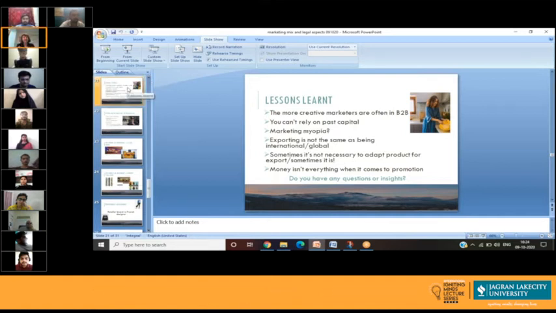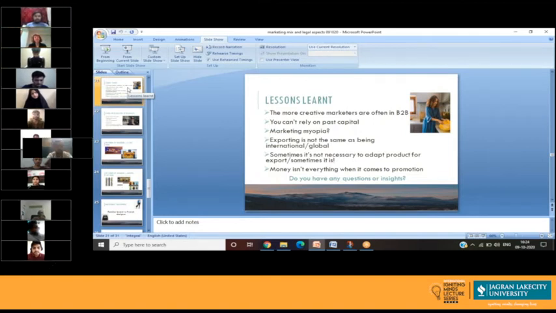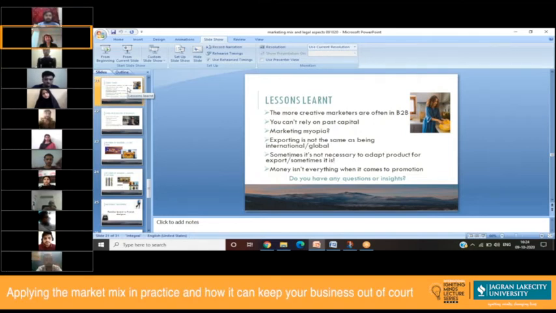Lessons learned from Christie, the hat company. You cannot rely on past capital. It doesn't matter if you're a supplier to the Queen of England or whatever. You can't rely on it. You still got to look for new markets and differentiation, and also market extension as well.